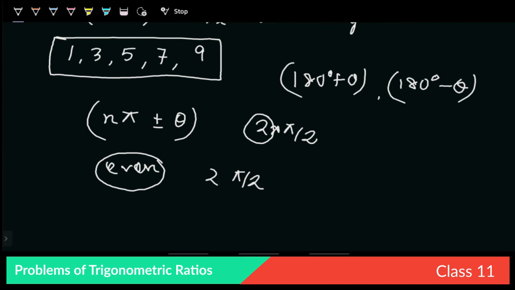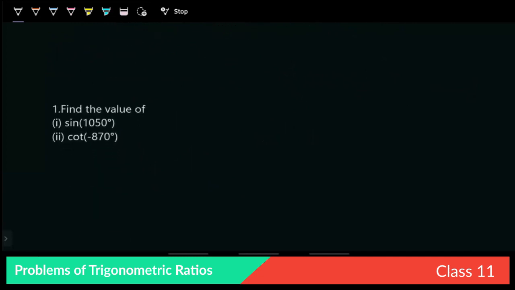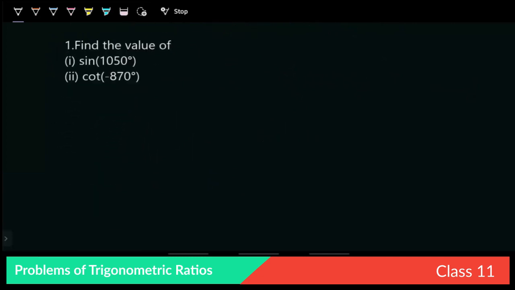Okay, so you will remember in this way that in a ratio, when the coefficient of pi by 2, that is 90 degree, is an odd number, then the ratio will change. And if the coefficient of pi by 2 is an even number, then the ratio will remain the same. Okay, so this was the concept. This was another point which I haven't discussed in the last class. So now today we will start with some important problems.